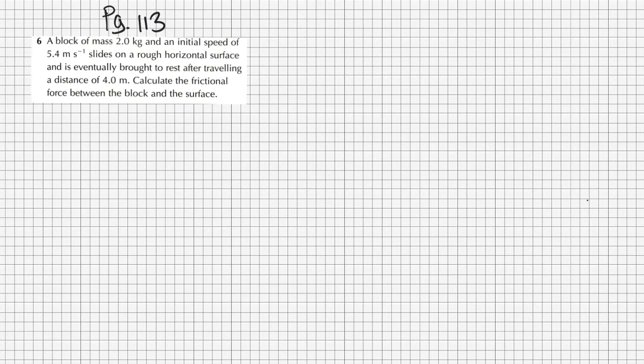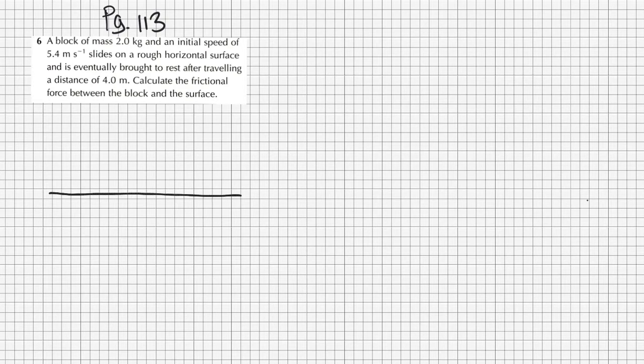Okay, so looking at question number 6, it says a block of mass 2 kilograms and an initial speed of 5.4 meters per second slides on a rough horizontal surface and is eventually brought to rest after traveling a distance of 4 meters. Calculate the frictional force between the block and the surface. So let's draw our picture for what's going on here.